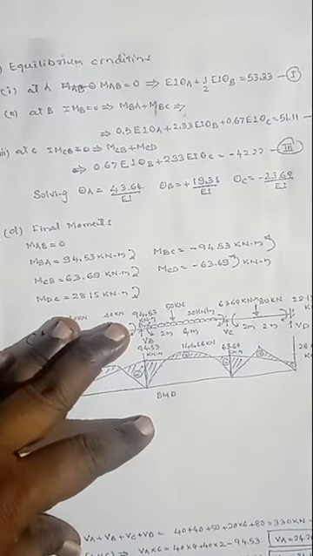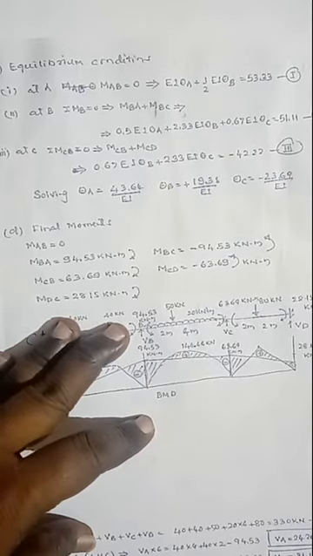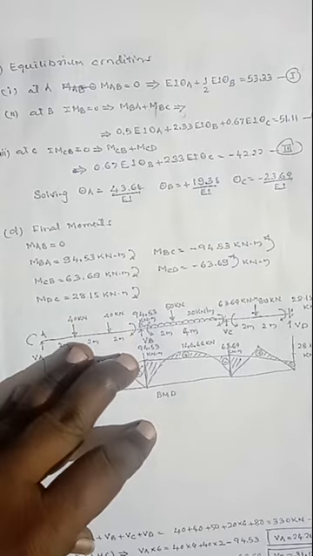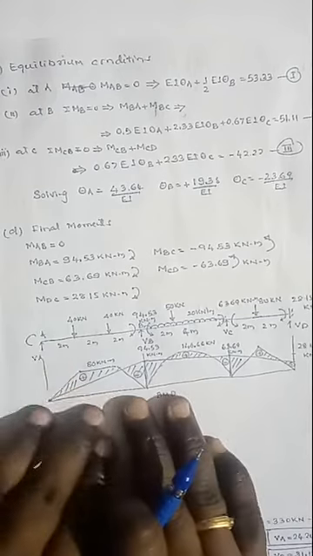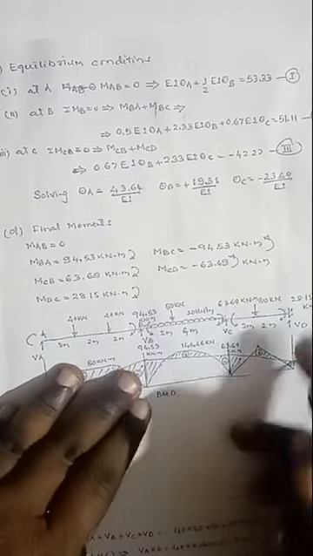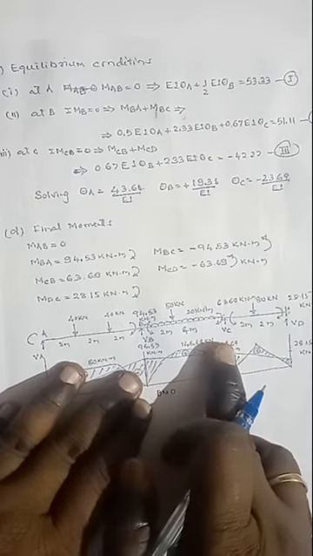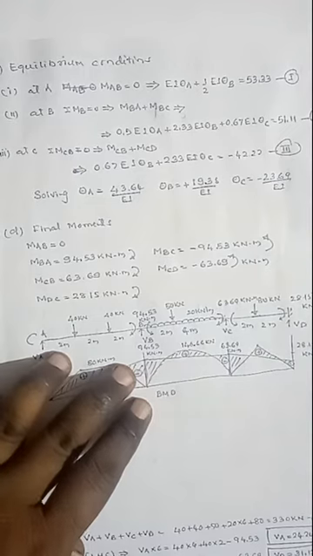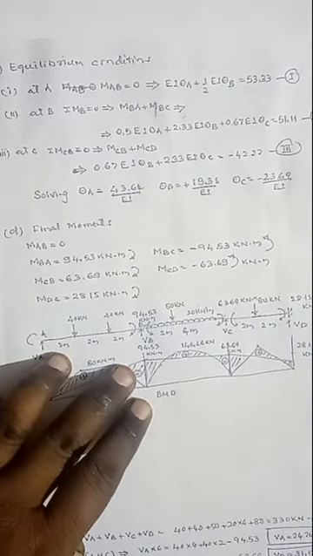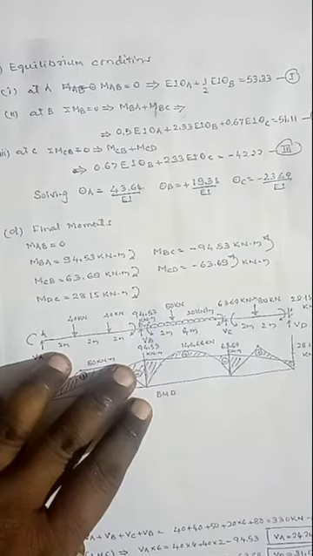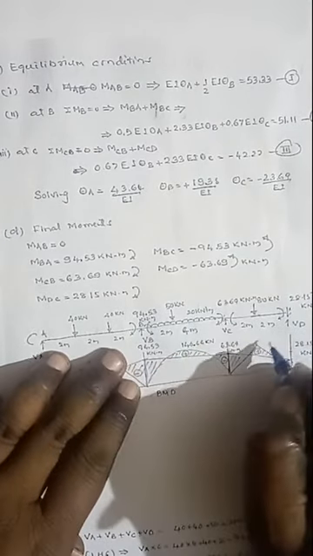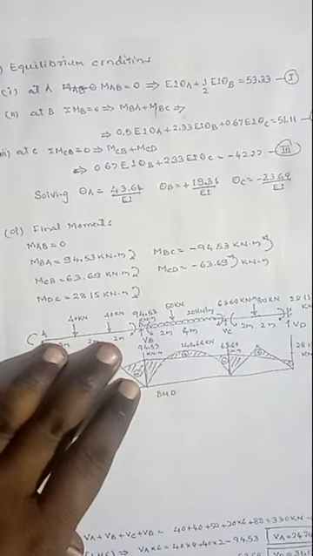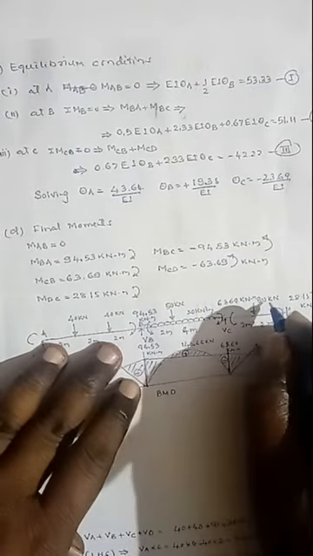Now we will consider summation of MB equals 0. Earlier we considered the LHS, now we will consider the RHS. Taking the moments of all the forces about B from the right side, that equals Vc into 6, which is anti-clockwise. Then the sum of all the moments in the clockwise direction, that is minus, this one is clockwise.